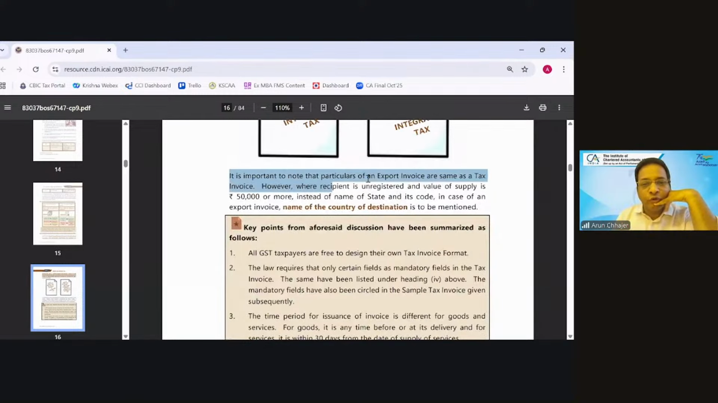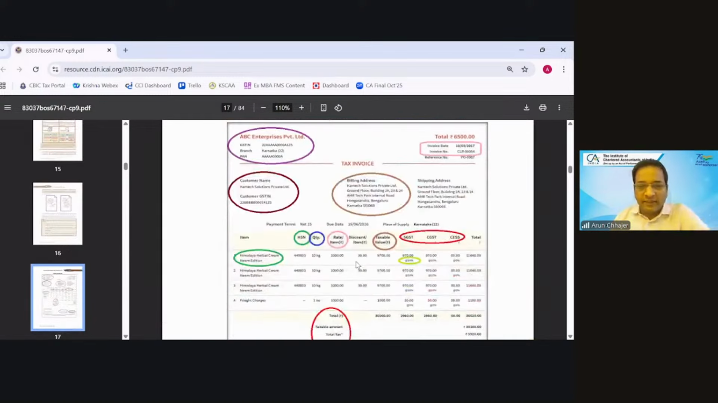It is important to note that particulars of an export invoice are the same as a tax invoice. However, where the recipient is registered in value 50,000 or more, instead of the name of the state, in case of export, it will be the name of the country. Very simple. Correct?